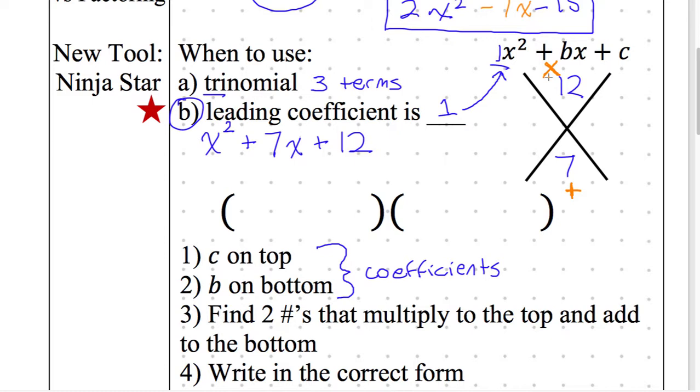And I'm going to wait here for at least 10 seconds. What two numbers, I'm going to write the two answers here and here. What two numbers multiply to 12 and add to 7? 10 seconds.